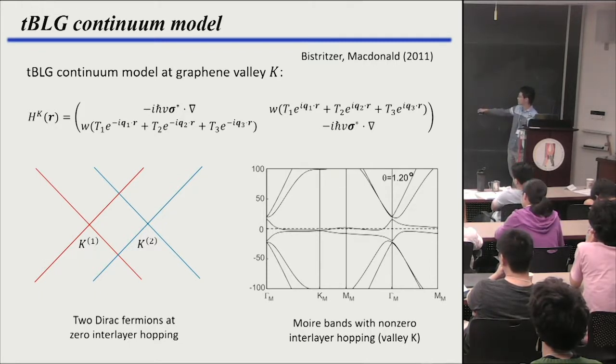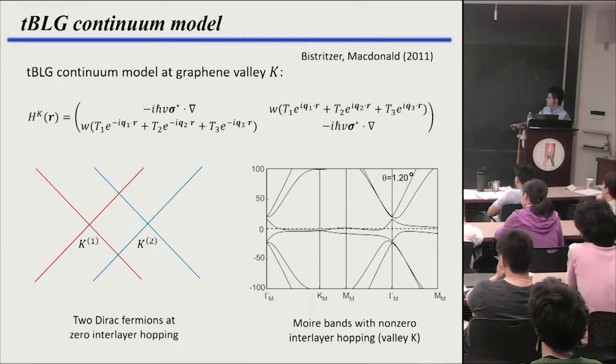So for example, if you open a gap here, you get these lowest two bands, which are the band structure of this moiré superlattice. If you look at these lowest two bands, there are some properties that are preserved. That is, these Dirac points are still there. They're protected by symmetries, which I'll talk about soon.